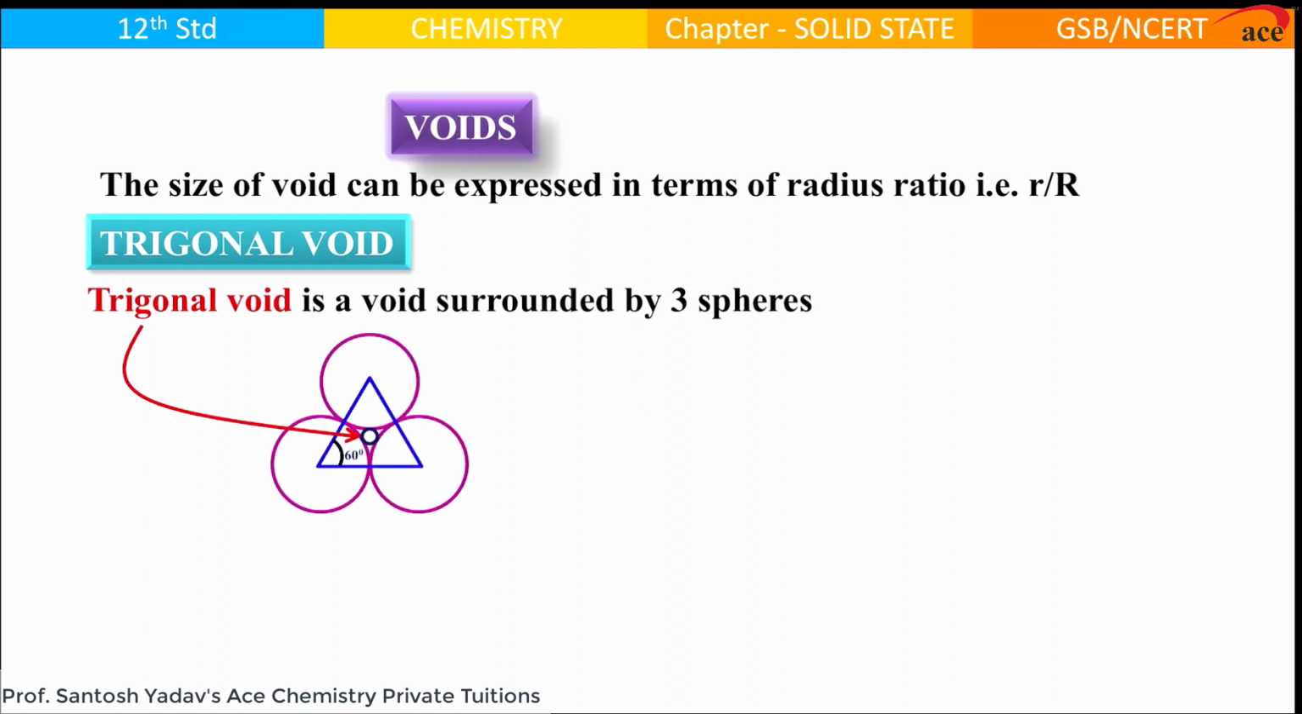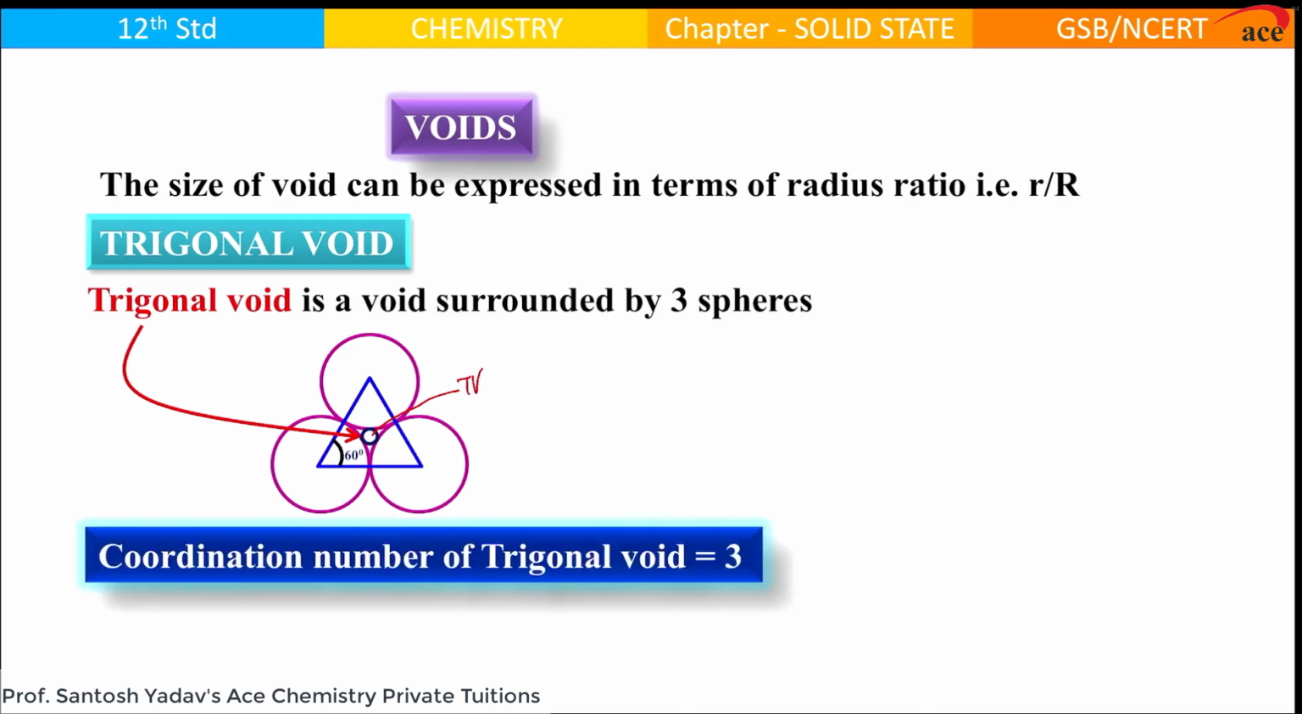A trigonal void is a void present between three spheres. As you can see, we have drawn a small sphere exactly fitting into a trigonal void. If you join the three spheres surrounding the trigonal void, you will get an equilateral triangle. The trigonal void, shown by the small sphere at the center, is surrounded by three spheres. Therefore, the coordination number of a trigonal void is 3.